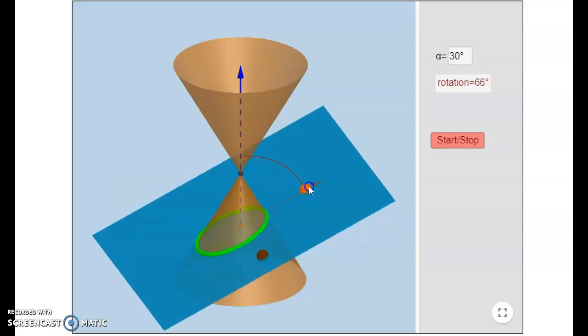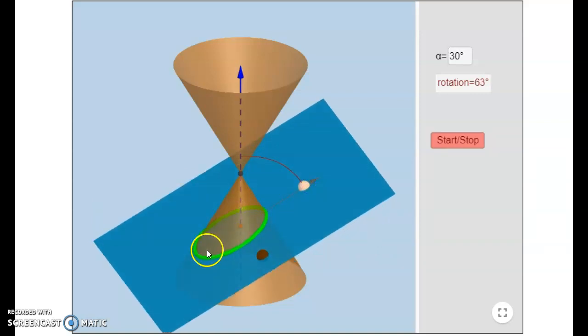If our angle is in such a way that we still intersect both sides of the cone, if we still intersect the whole thing, we're going to get an ellipse. It'll look like an elongated circle or a flattened circle.